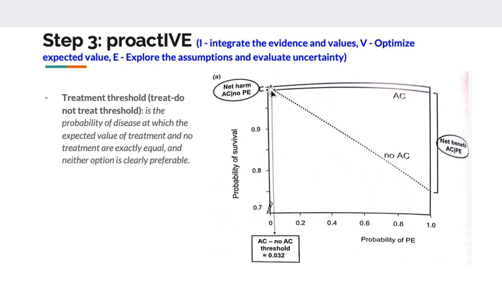On the other hand, if the probability of PE is small, less than 0.031, the no AC option is a better choice here because it has the higher probability of the survival. We will discuss further the treatment threshold in the next few slides with the sensitivity analysis.